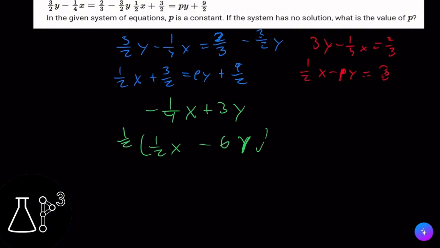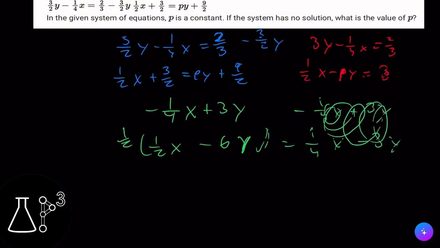But let's make sure that's true. If I multiply 1/2 to the second equation with everything, I'm going to get 1/4 x and then minus 3y, and our top equation is negative 1/4 x plus 3y. Everything cancels out, so there is no solution. Therefore, my value of p equals positive 6.